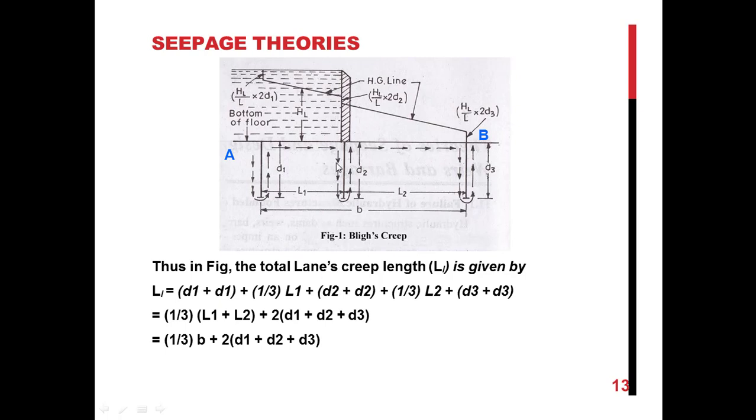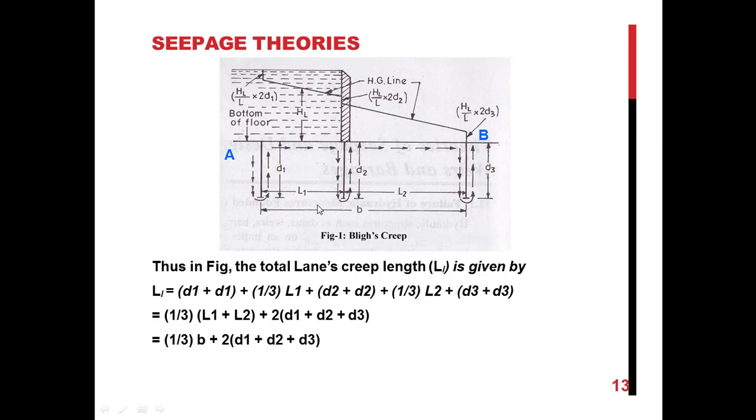Next is this creep length, which is the vertical creep length. This length is equal to D2 and this length also equals D2, so 2 times D2, or D2 plus D2. This length again is equal to L2, and it is the horizontal creep, which is 3 times less effective, so divide this length by 3, or 1 over 3 into L2. Plus, again this one length is d3, this is also d3, so 2 times d3, or d3 plus d3. Now 1 over 3 into L1 plus L2 is the horizontal creep, plus 2 into d1 plus d2 plus d3 is the vertical creep.